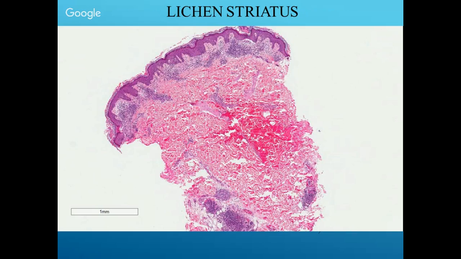And that is most of the times in the differential. So the important thing for you to understand is what are the features that will help you make the diagnosis and say that this is compatible with lichen striatus. So what are the features that you want to see?